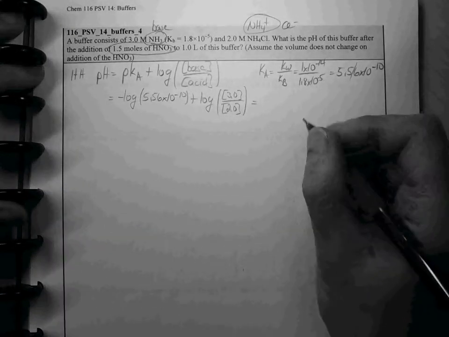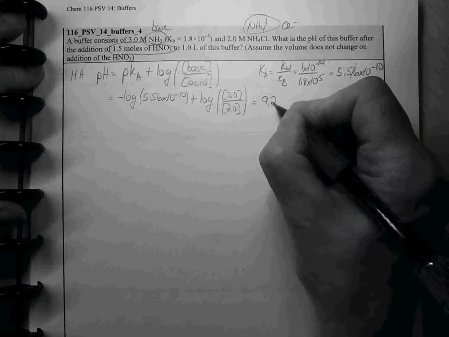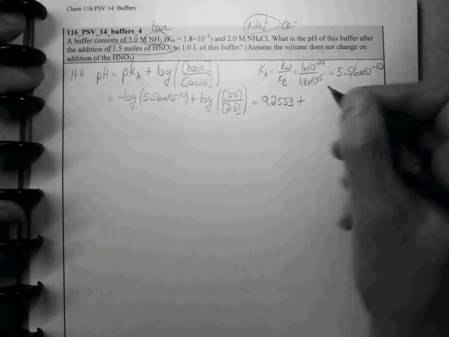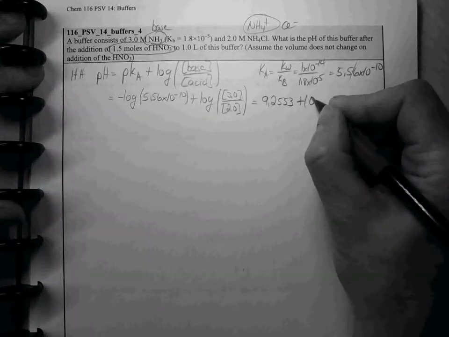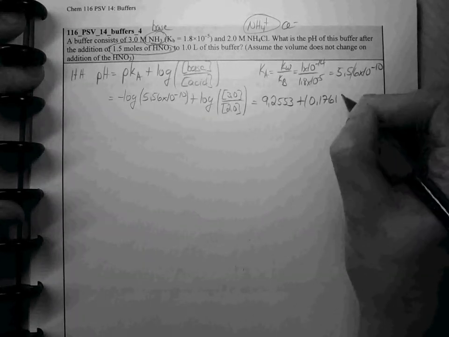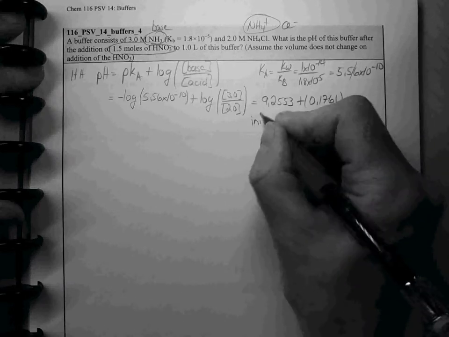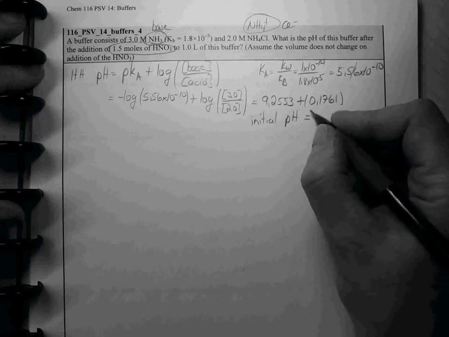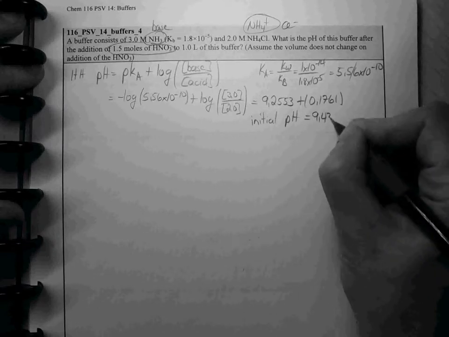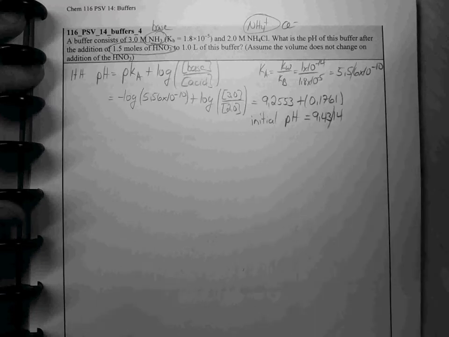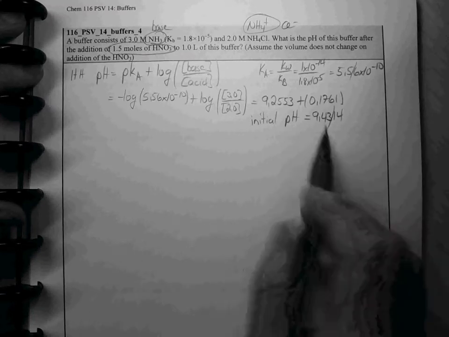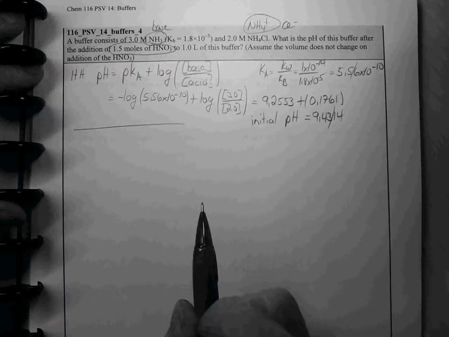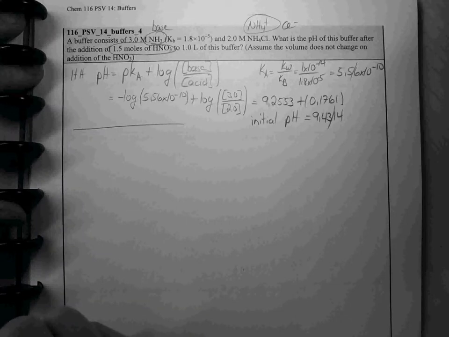So this comes out to be 9.2553, and the second term is 0.1761. So our initial pH comes out to be 9.4314. Now the question didn't ask for this to calculate the initial pH, but I wanted to be able to compare after we've added a bunch of acid to this buffer.